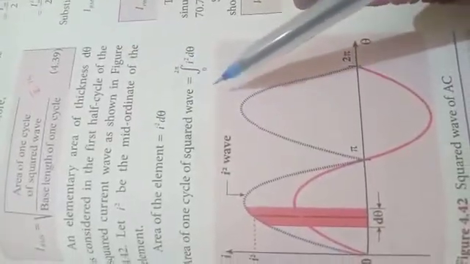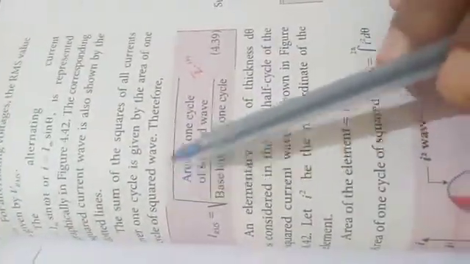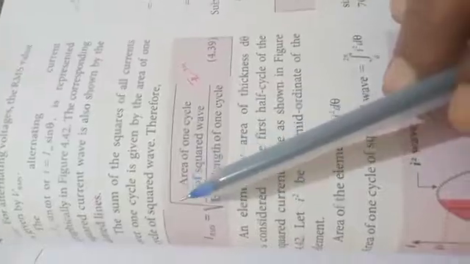Next we need the area of one full cycle of the squared wave. So for the full wave, we take the integral. The whole length of the full wave will be 0 to 2 pi. So the area of one cycle of the squared wave is equal to the integral from 0 to 2 pi of I squared d theta. By the definition, the sum of the squares of all the currents over one cycle is given by the area of one cycle of the squared wave. Next we are going to find this integral value.